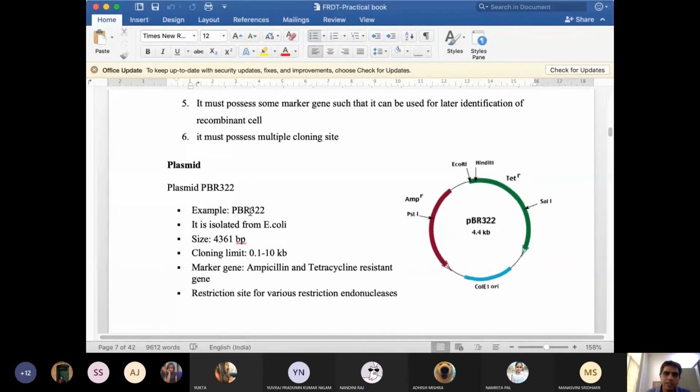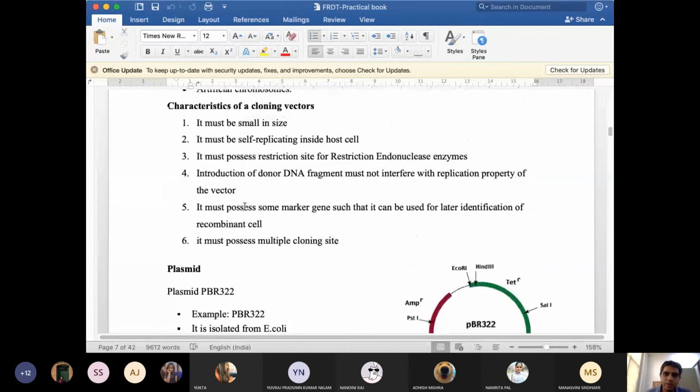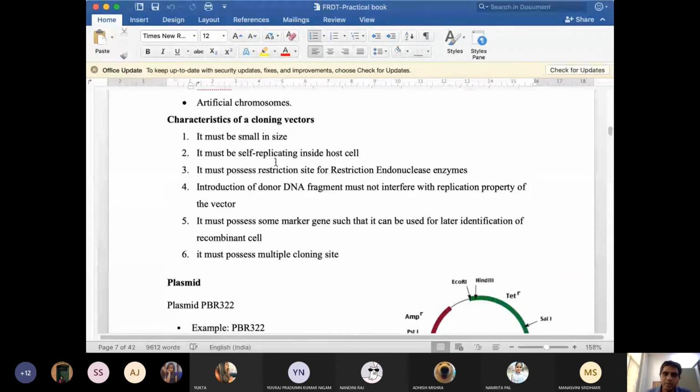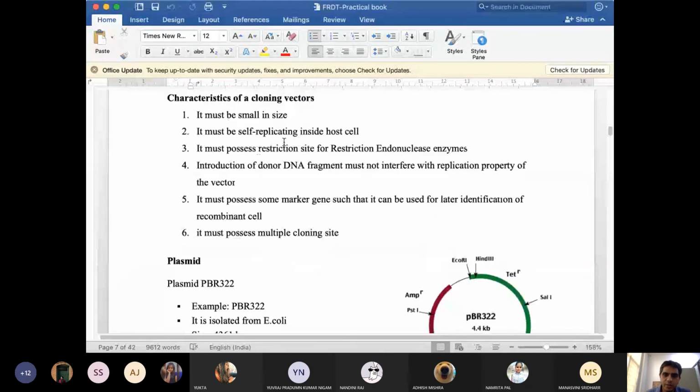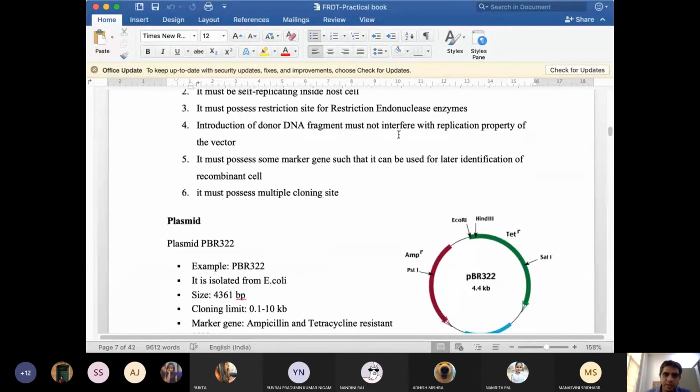So you need small size, you need self-replicating property, so it means you can't remove the origin of replication. You can remove the restriction site you need. You need markers also. One marker you can remove, the ampicillin, etc.